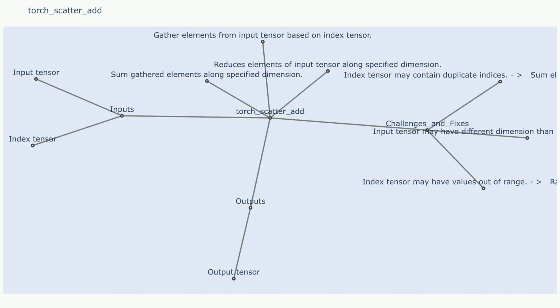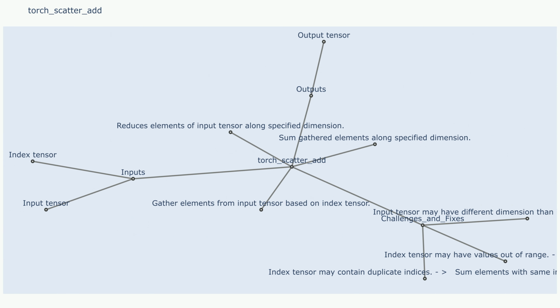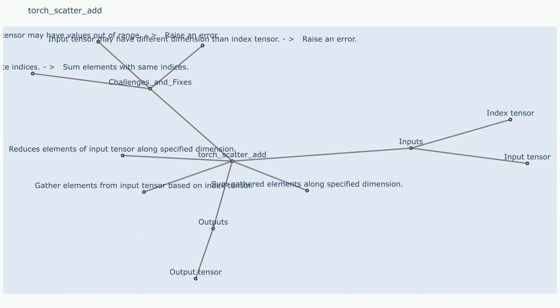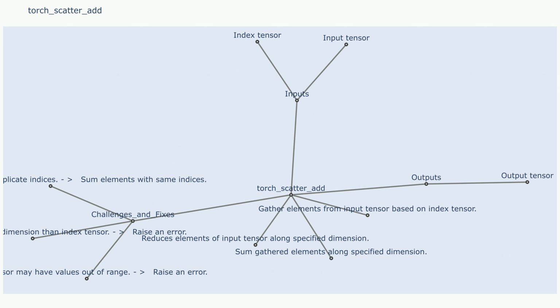Input 4, dim int. Optional, the dimension along which to scatter the elements. Defaults to the first dimension. Input 5, reduce str. Optional, the reduction operation to apply. Defaults to sum. Outputs. Output 1, out tensor, the output tensor containing the accumulated values.